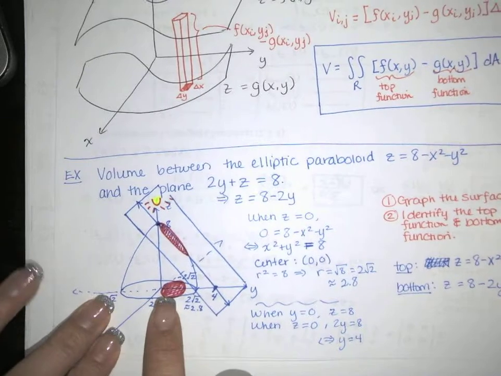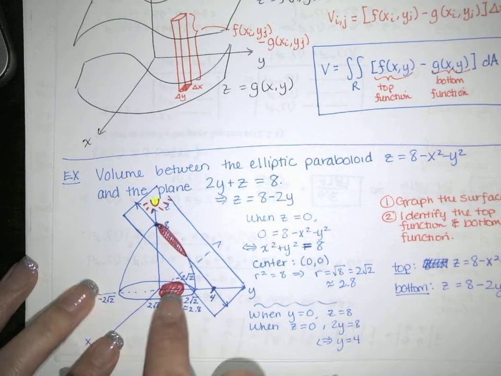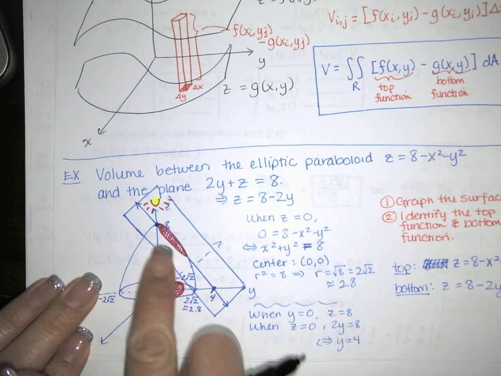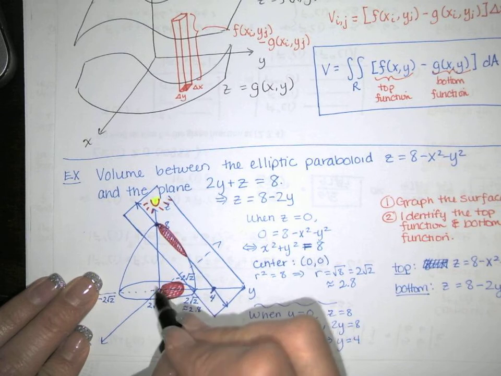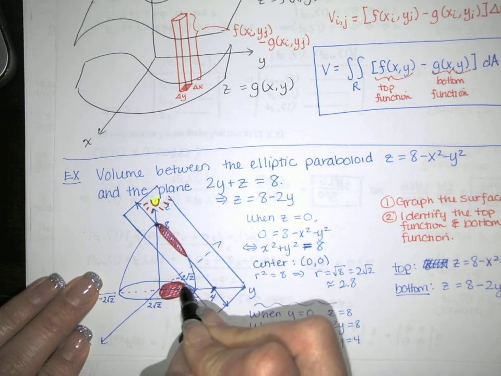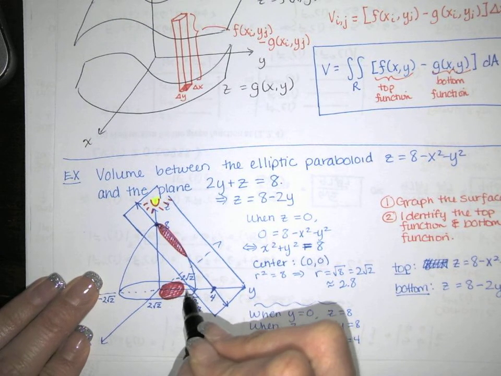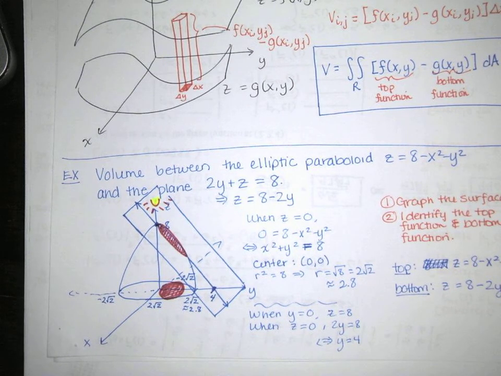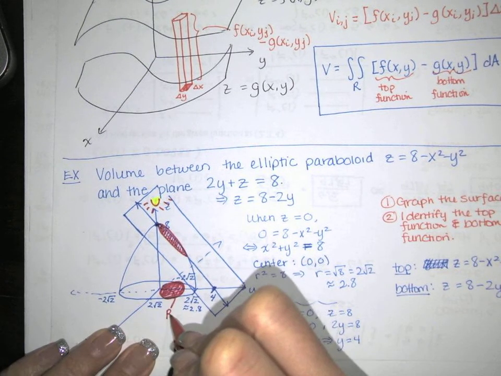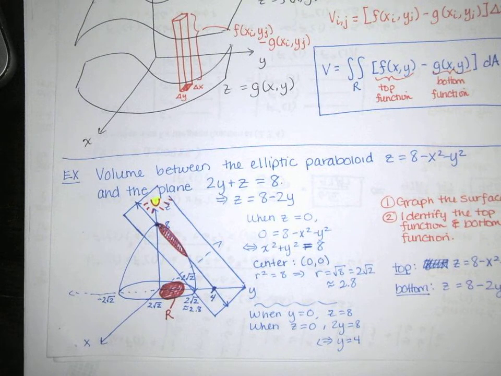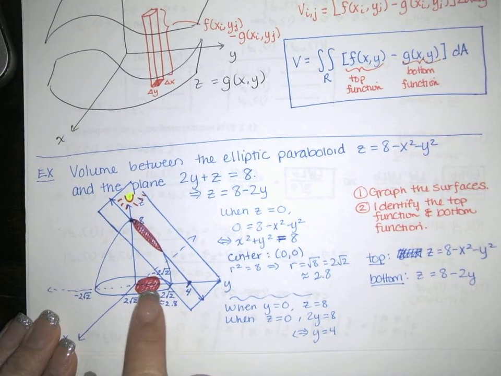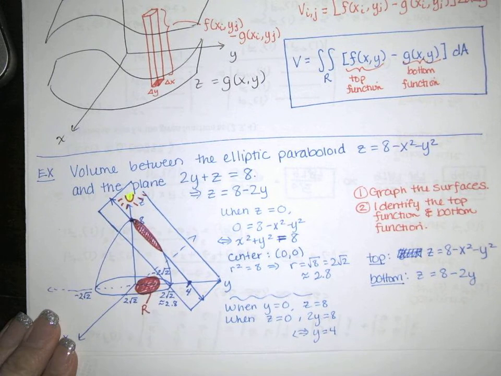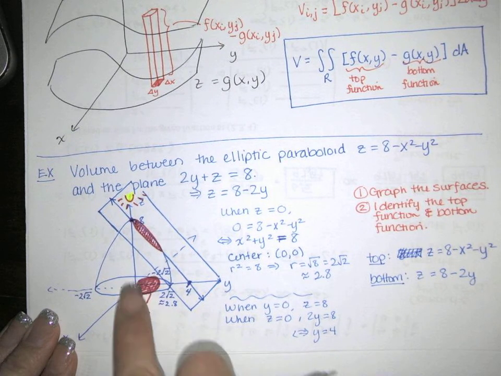We're going to do something similar here, except we're not going to solve for x and y. We're going to end up with an equation. We'll set the z values on the plane equal to the z values on the elliptic paraboloid, and that's going to tell us the equation of a curve where those z values are the same. That's giving us the boundary of the region R, and then we can see just from the picture that the region R is the interior of that region. So that's the plan. We've graphed the surfaces, identified the top function and bottom function, and now to find the region R, if it's not given to us, we'll set the z values equal to each other and solve for the boundary of R.